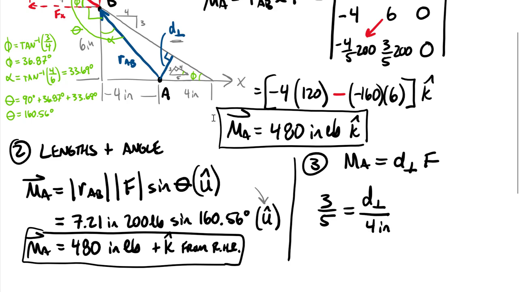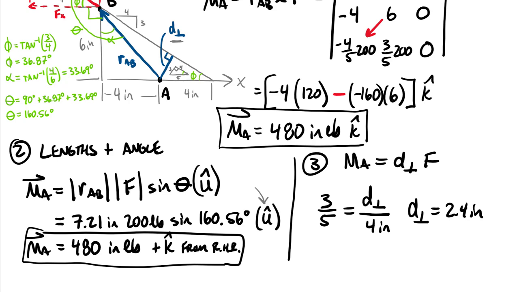Once again, if you wanted to, you could go ahead and do a sine of phi. Sine is going to be the opposite over the hypotenuse. Rearrange that, solve for that opposite, which is D perpendicular. Just showing some of the flexibility in our math. So we can solve here that D perpendicular is equal to a value of 2.4 inches.